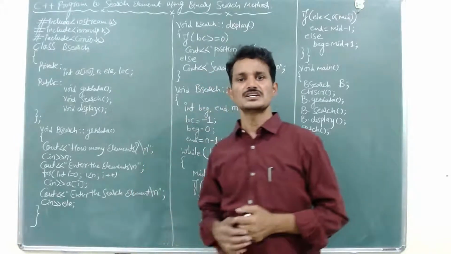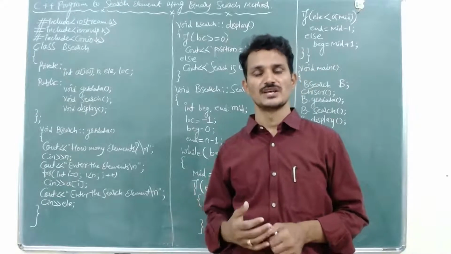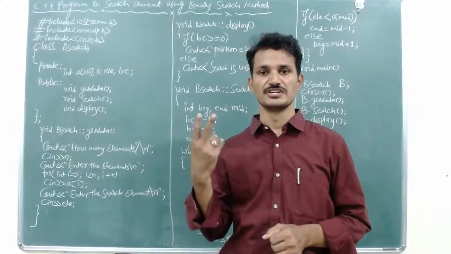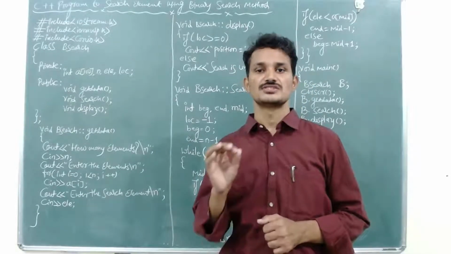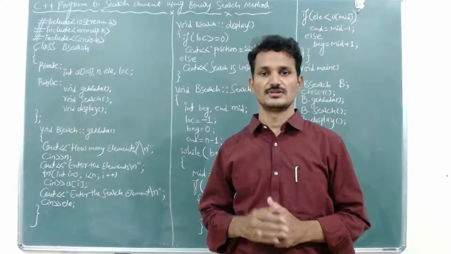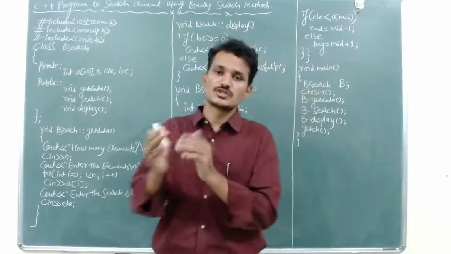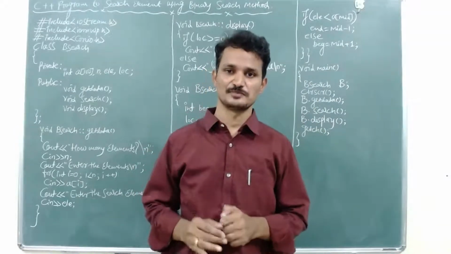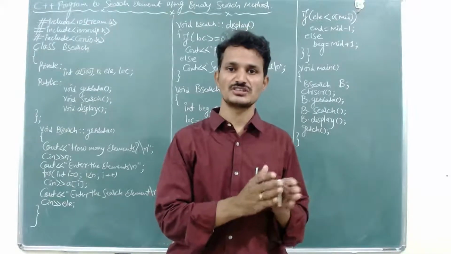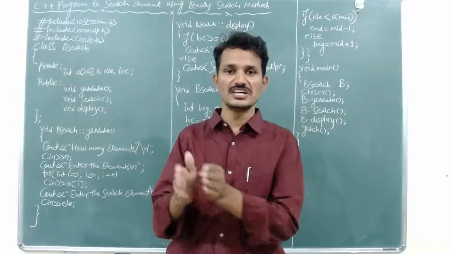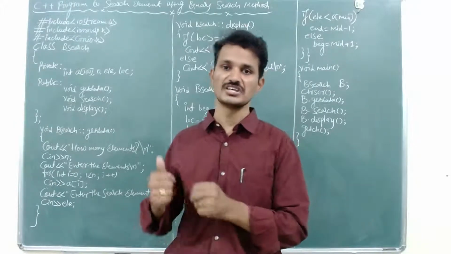There are two different methods which we use in the 12th standard. The first one is linear search, and the second one is binary search. Linear search is also called sequential search. How is it going to search the element? Linear, as the name itself indicates, searches the elements one after another. That is why it is called sequential.